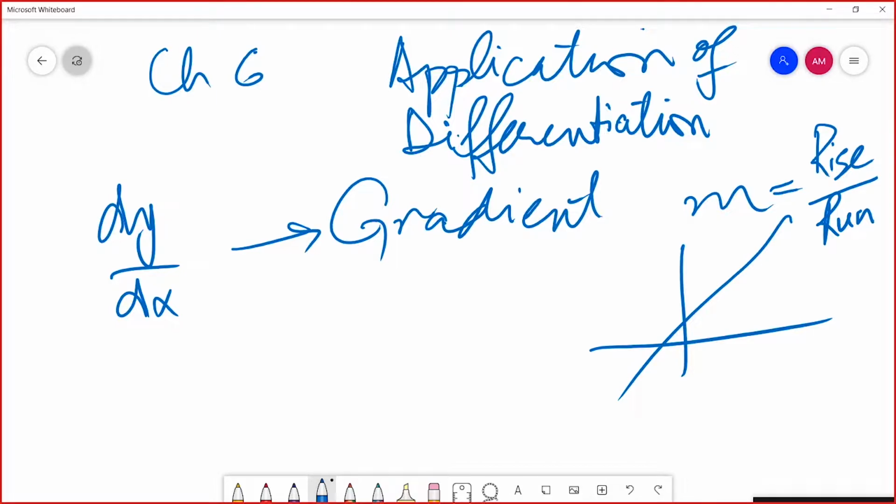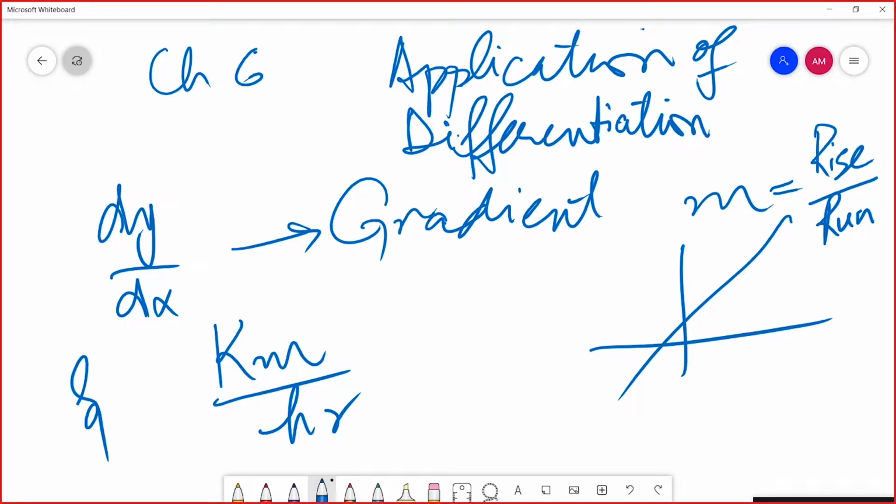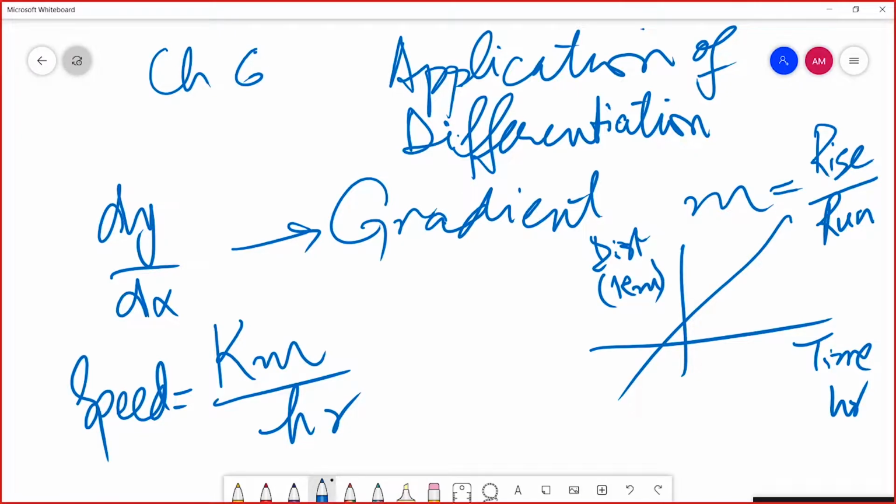Why? Because it says if the run is 1, how much is the rise? So this means it is also a rate of change. If we say kilometer per hour, a speed, how many kilometers in 1 hour. It means the run is 1 hour and the rise would be the kilometer. So I would say distance on this axis and time in hours here. Do you understand that?